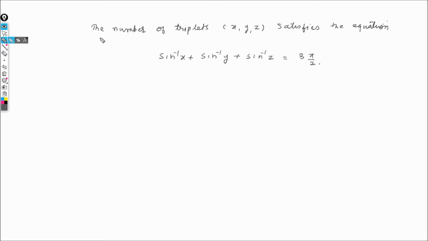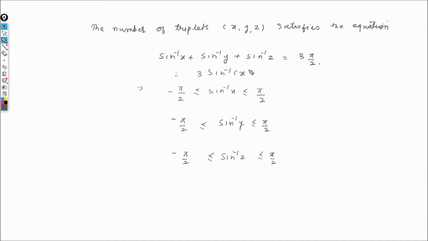Let us understand one more important question. The number of triplets x, y, z satisfying the equation sine inverse of x plus sine inverse of y plus sine inverse of z is equal to 3 pi by 2. The range of the inverse function means minus pi by 2 is less than or equal to sine inverse x is less than or equal to pi by 2. Minus pi by 2 is less than or equal to sine inverse y is less than or equal to pi by 2. Minus pi by 2 is less than or equal to sine inverse z is less than or equal to pi by 2.